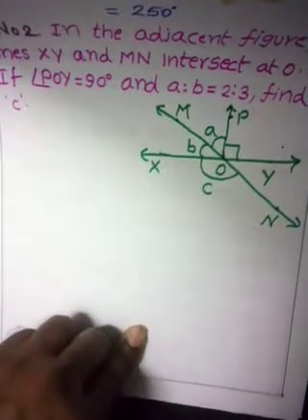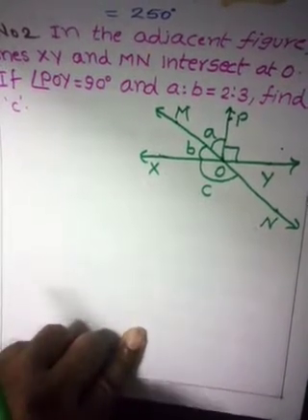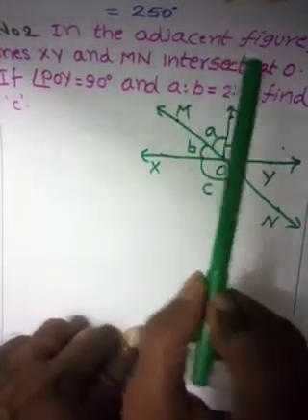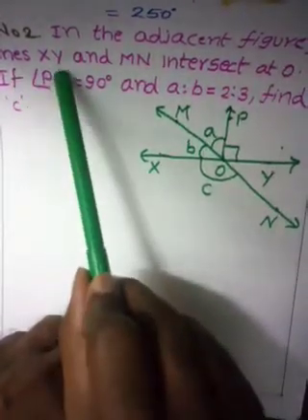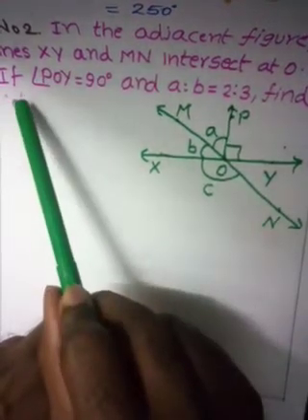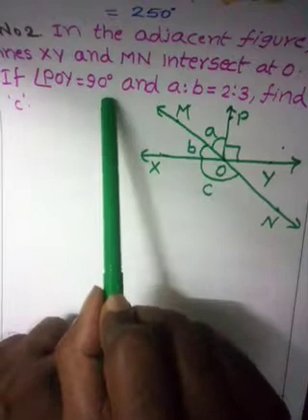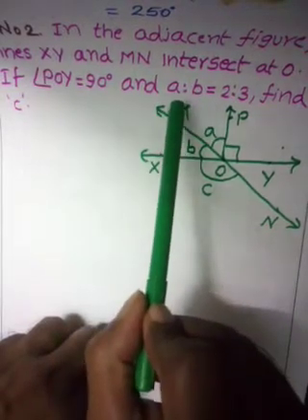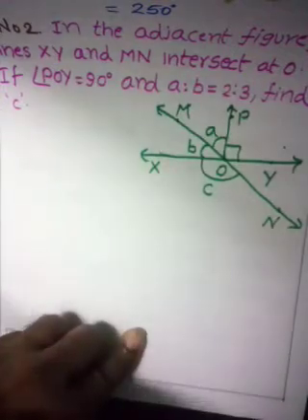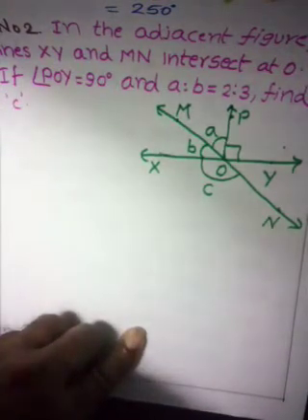Hello, my dear children. See the question number 2. Next question. In the adjacent figure, lines XY and MN intersect at O. Angle POY is equal to 90 degrees and A is to B is equal to 2 is to 3. Find C. Okay, my dear children, understood this question?